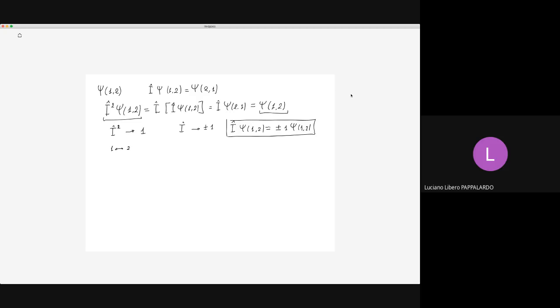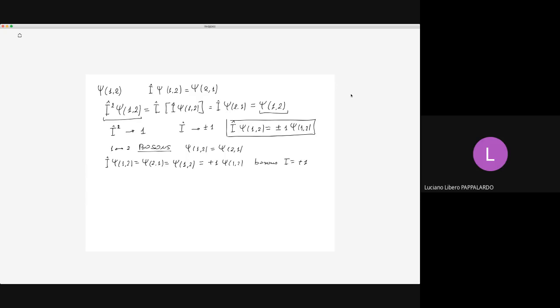Okay, so let's now consider the case of two identical bosons. So we expect that psi(1,2) must be equal to psi(2,1) for the case of bosons. Okay. So let's make the full algebra here. So I psi(1,2) must be equal to psi(2,1), which is by construction equal to psi(1,2), because we are dealing with identical bosons. This corresponds to plus 1 times psi(1,2). So for bosons, the eigenvalue of I is plus 1.